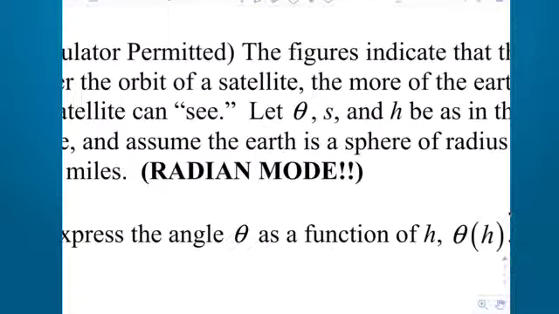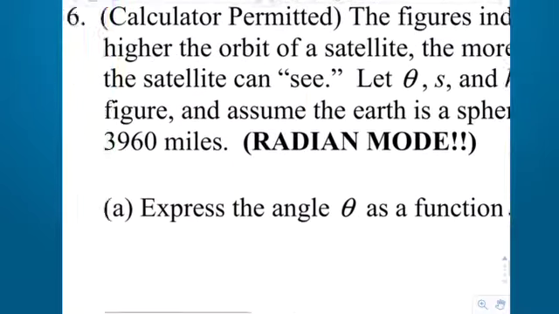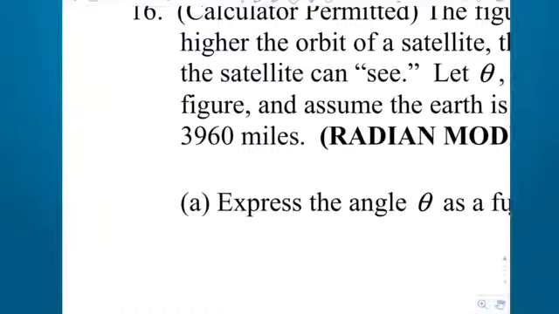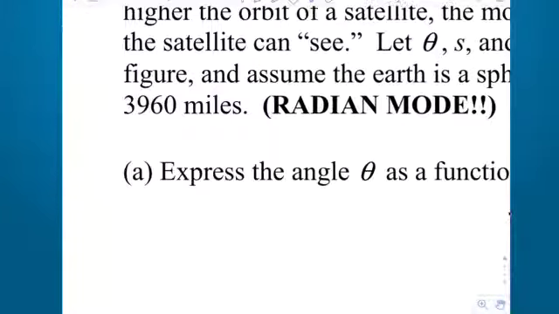Let theta, S and H be as in the figure, and assume that the Earth is a sphere of radius 3960 miles. Hey, y'all remember this? We imported that number from the previous problem. Remember the hang on to your homework problem? Yeah, okay. So the Earth is not a perfect sphere, so we can't have a single radius. But we're going to assume it's perfectly spherical and that the radius is 3960 miles. Radian mode, you're welcome. There's the hint.